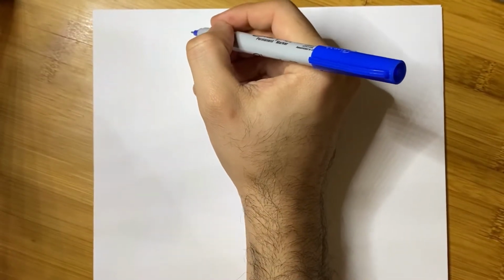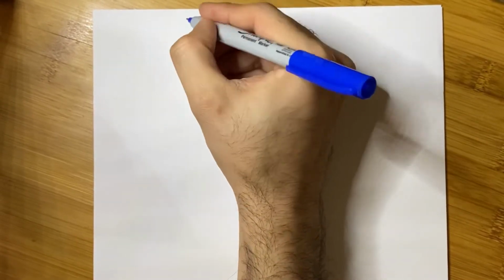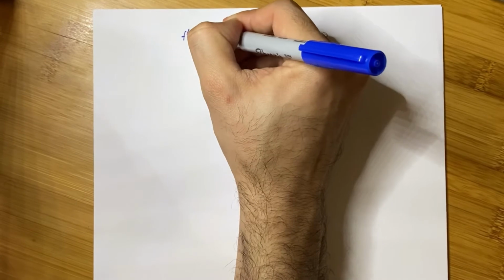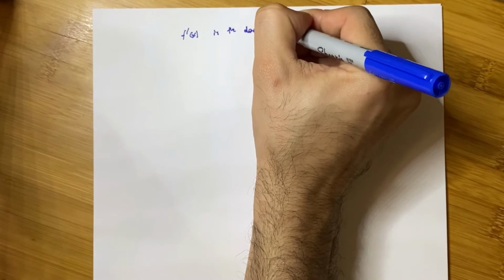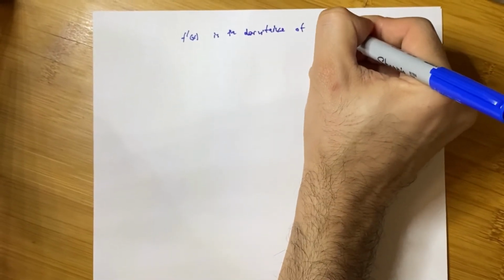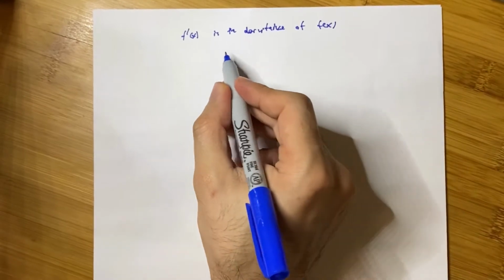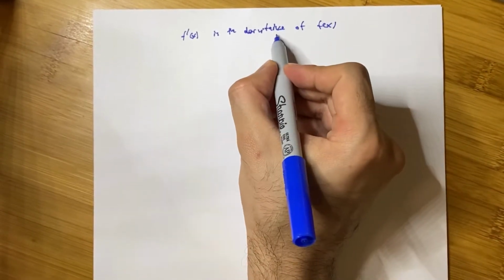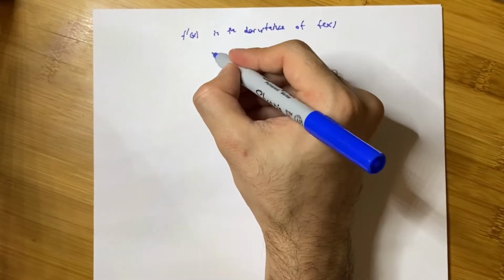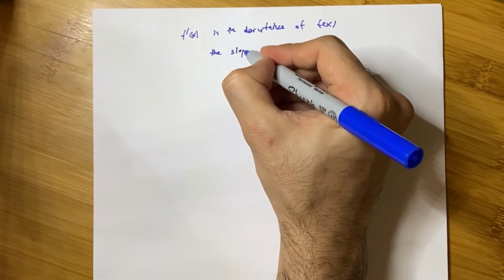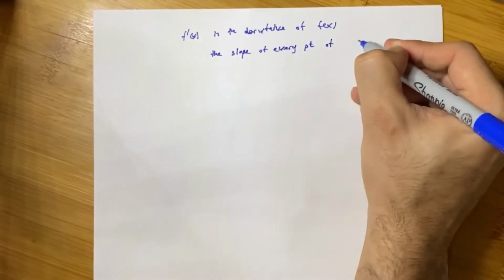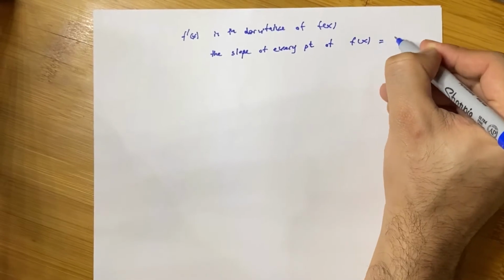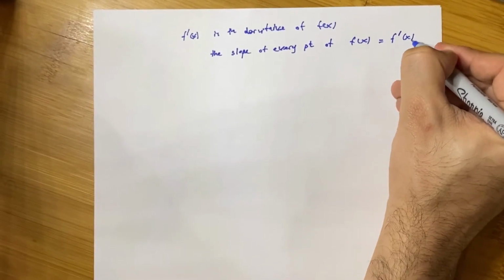So what is a derivative? Okay, so the notation will be f prime of x for the derivative of f of x. What does it mean, a derivative? The derivative is basically the slope at every point of x, and that will be again f prime of x.